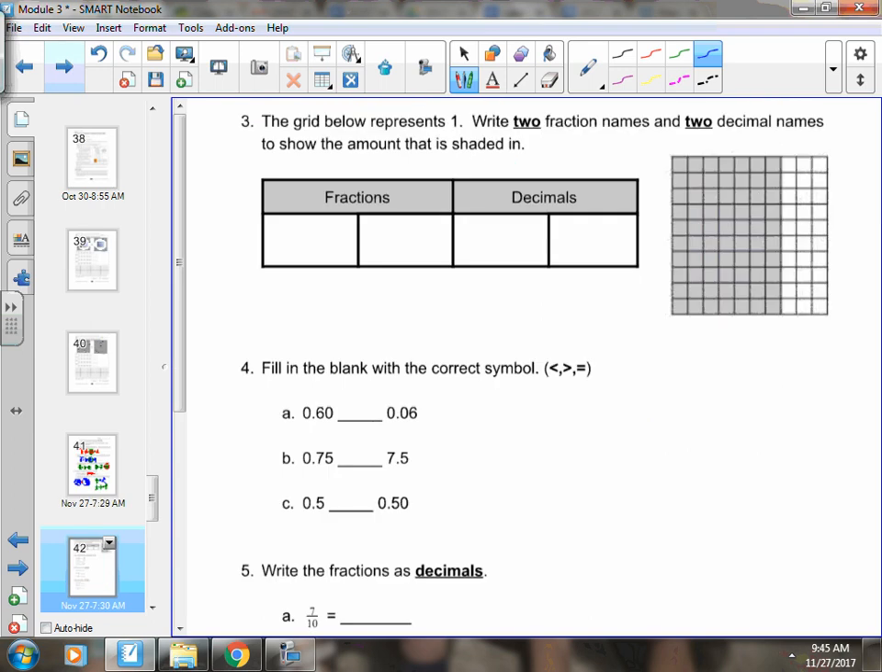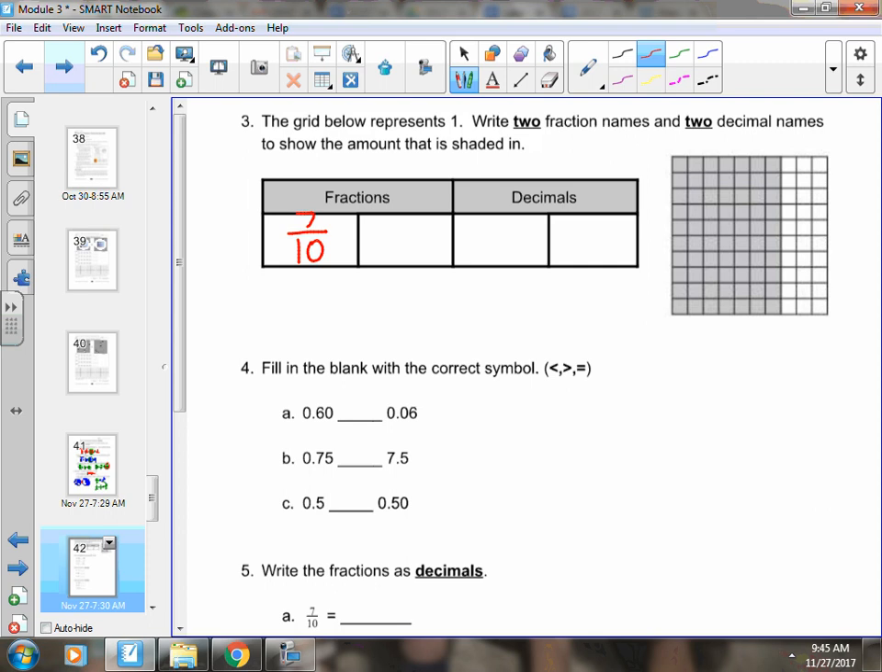Number 3, the grid below shows 1. So that mat is 1 whole, okay? Write 2 fractions and 2 decimals. So when I look at this grid, I'm seeing, let's see, 1, 2, 3, 4, 5, 6, 7. Do you see 7 strips like I do? If you do, one of the fractions you could write down is 7/10.